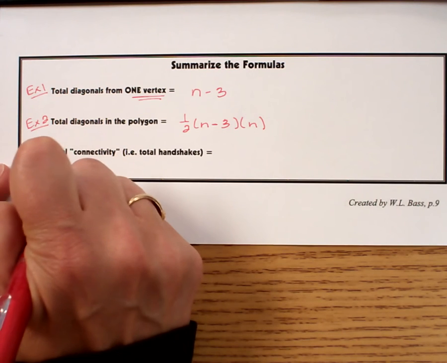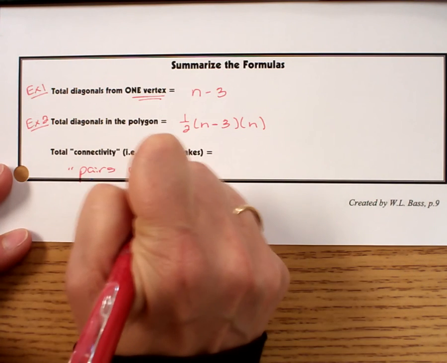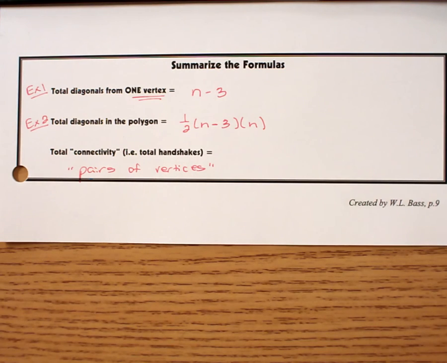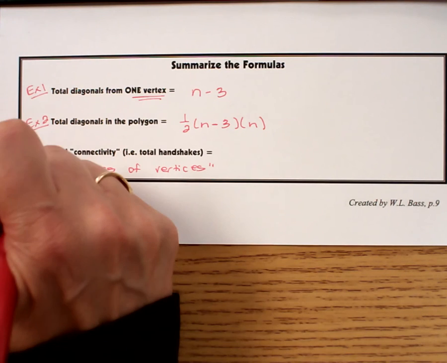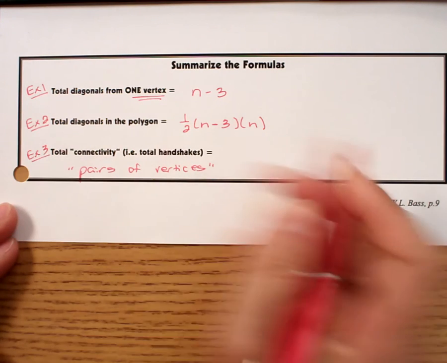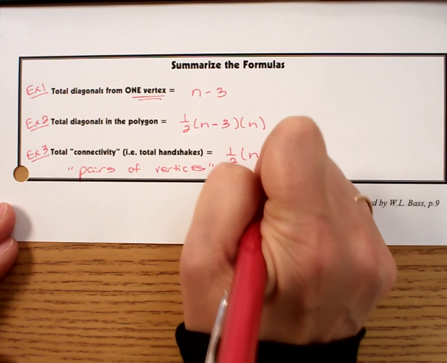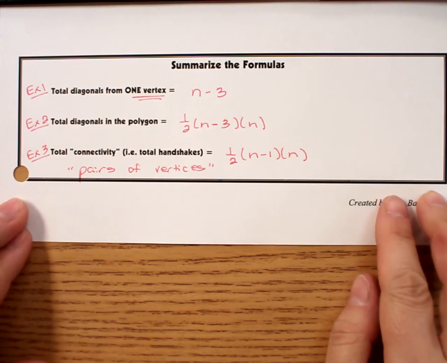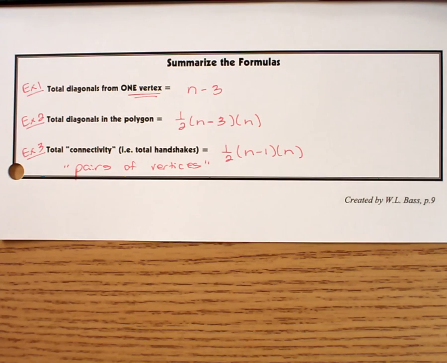And then total connectivity, this is sometimes referred to as pairs of vertices, or total handshake, so you got to get familiar with that. This was our example 3. And as you can see from up above, that was 1/2 n minus 1 times n. Okay, so those are our formulas, and then we'll stop this, pause it, and then on the next video, we're going to look at how to work backwards on these questions.